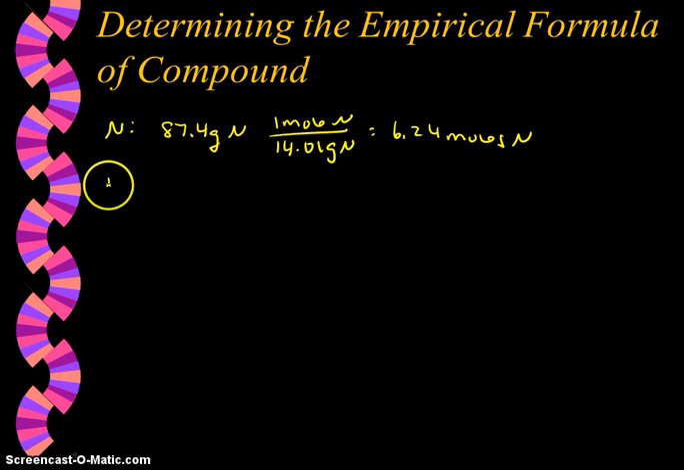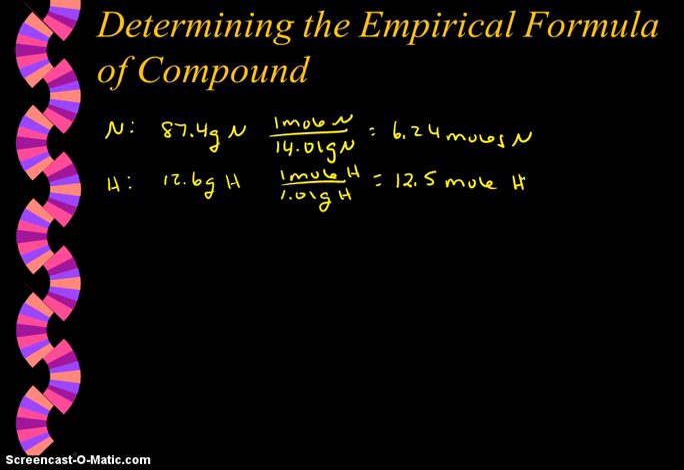We're going to do the same thing with hydrogen. It told us we had 12.6% by mass of hydrogen in the compound, so in a 100 gram sample, we have 12.6 grams of hydrogen. The periodic table tells us that 1 mole of hydrogen is 1.01 grams of hydrogen. We'll plug that into our calculators, round off to 3 digits, and that'll give us 12.5 moles of hydrogen.